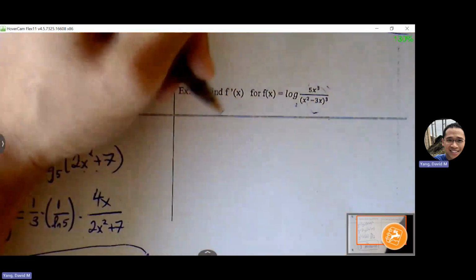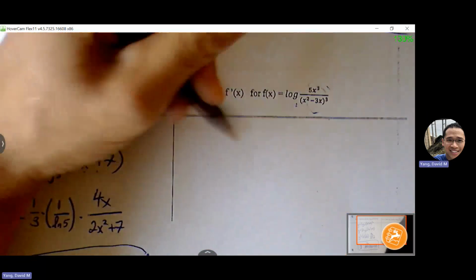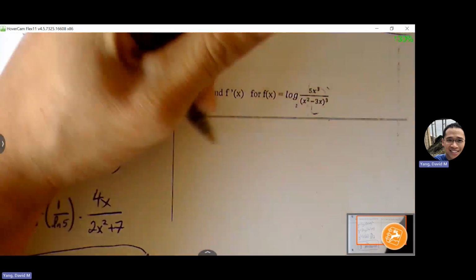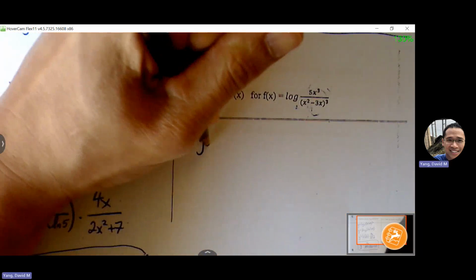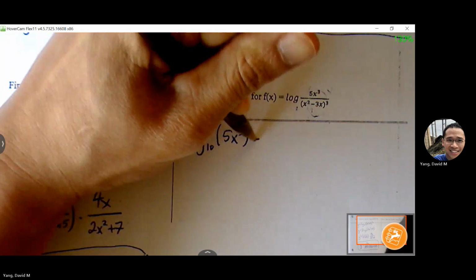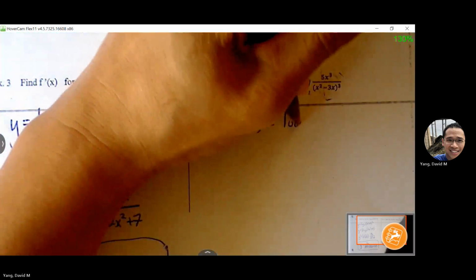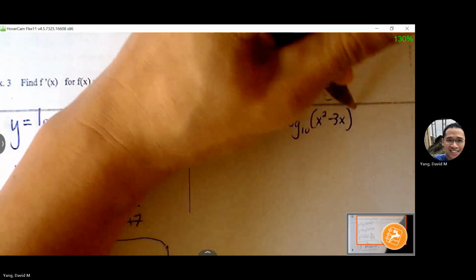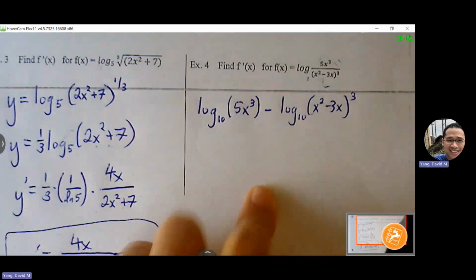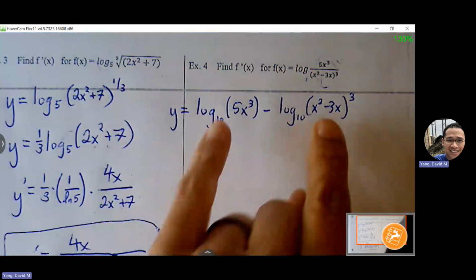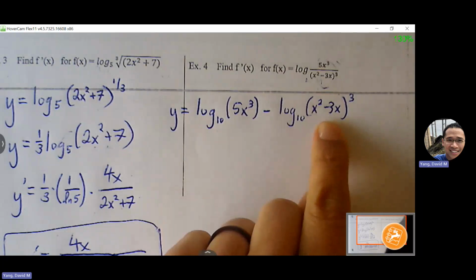Okay, but we can apply log properties first. Quotient property, we're going to break this u value into easier u values. But I'm going to put a 10 here just so we can see it more clearly. So I'm still at the function level, haven't done anything with the derivative. Is there anything else I can do to make life easier before my derivative step comes in?